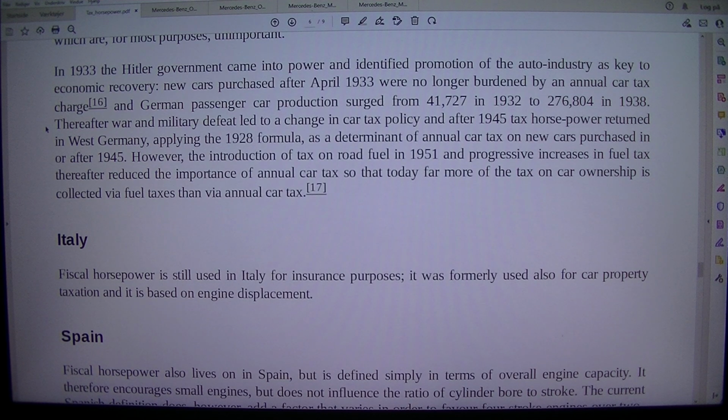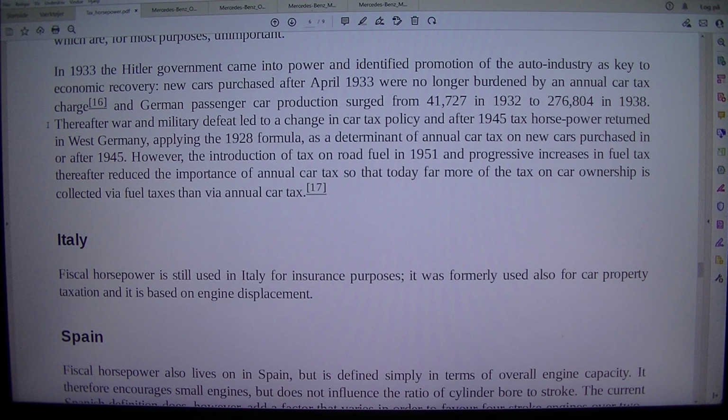Thereafter, war and military defeat led to a change in car tax policy, and after 1945 tax horsepower returned in West Germany, applying the 1928 formula, as a determinant of annual car tax on new cars purchased in or after 1945. However, the introduction of tax on road fuel in 1951 and progressive increases in fuel tax thereafter reduced the importance of annual car tax, so that today far more of the tax on car ownership is collected via fuel taxes than via annual car tax.